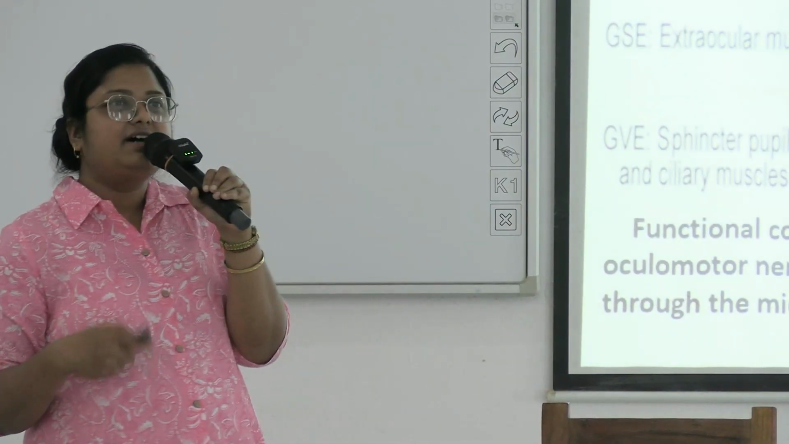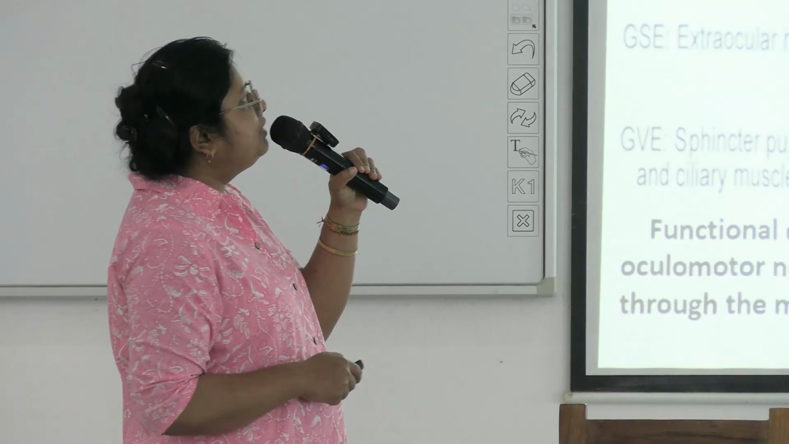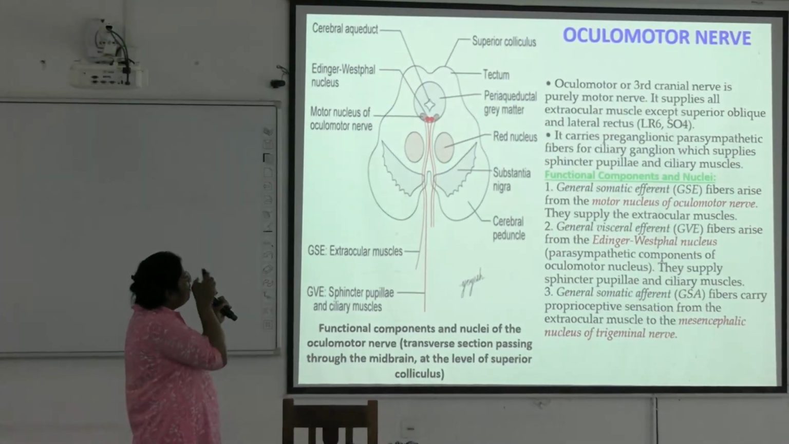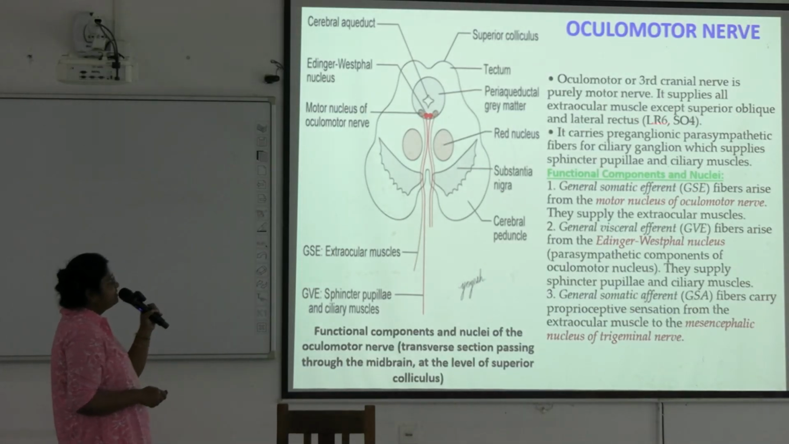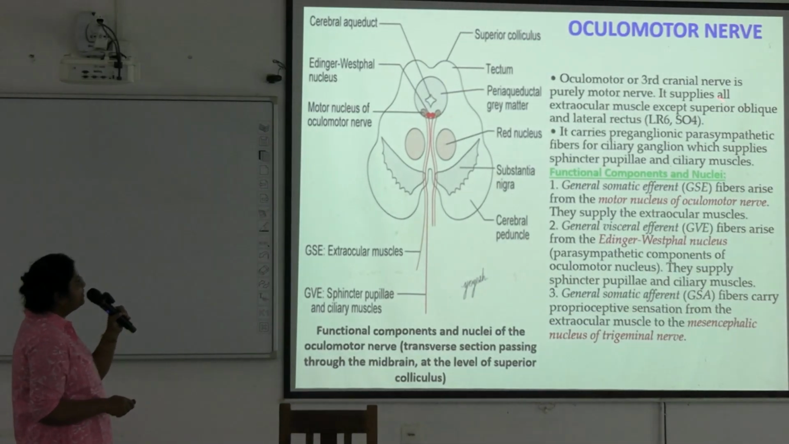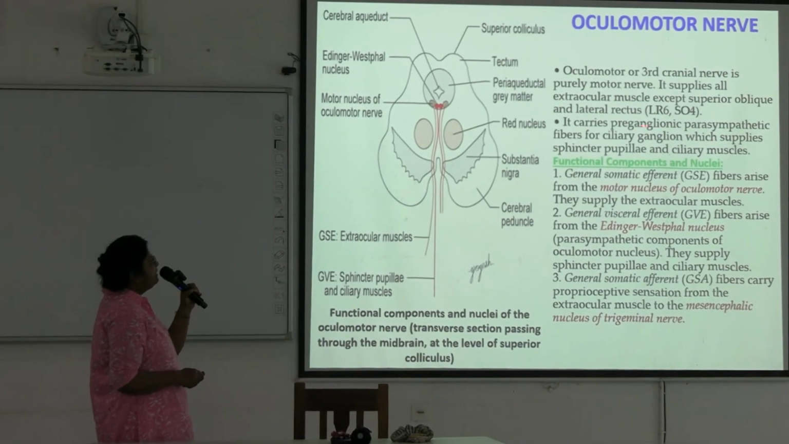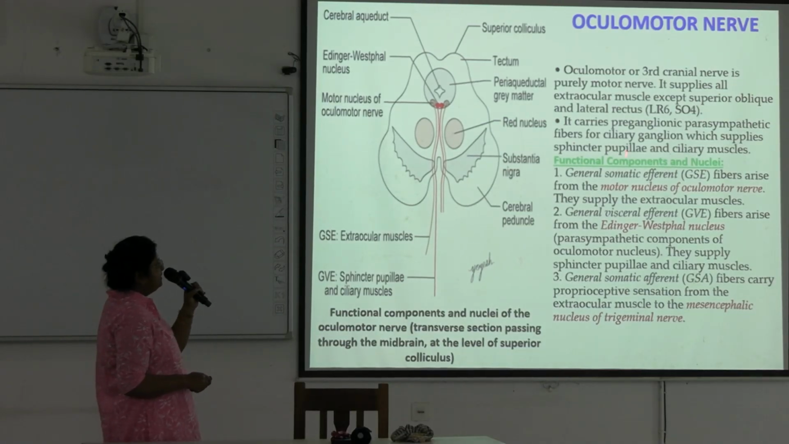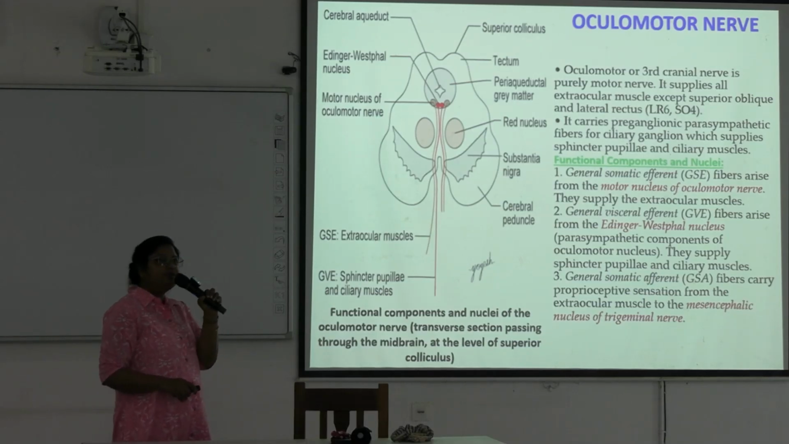First we will discuss the third cranial nerve, that is the oculomotor nerve. It is purely motor and it supplies all the extraocular muscles except the superior oblique and lateral rectus. Superior oblique is supplied by the trochlear nerve and lateral rectus by the abducens nerve. It carries the preganglionic parasympathetic fibers for the ciliary ganglion, which supplies the sphincter pupillae and ciliary muscles. So this is the supplying area of the oculomotor nerve.